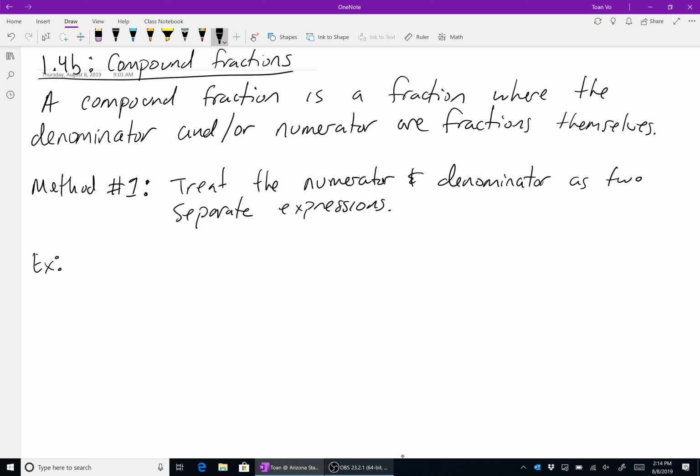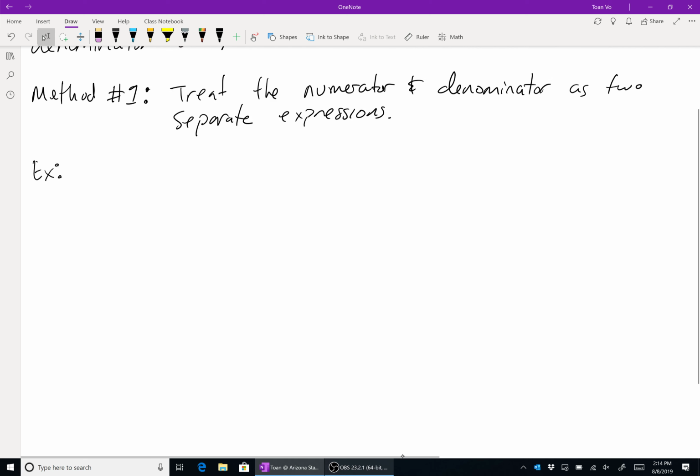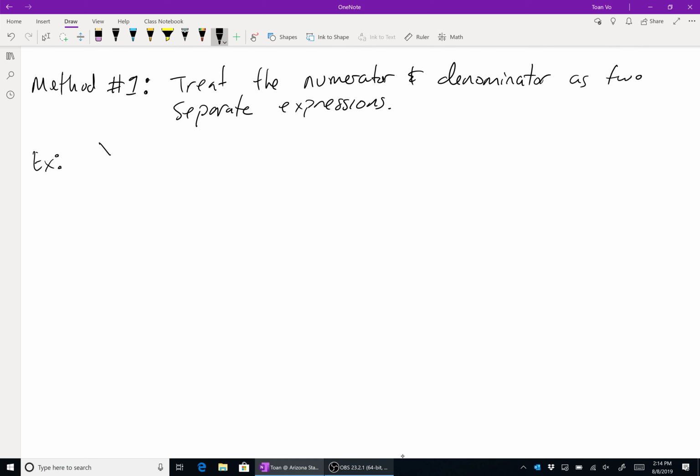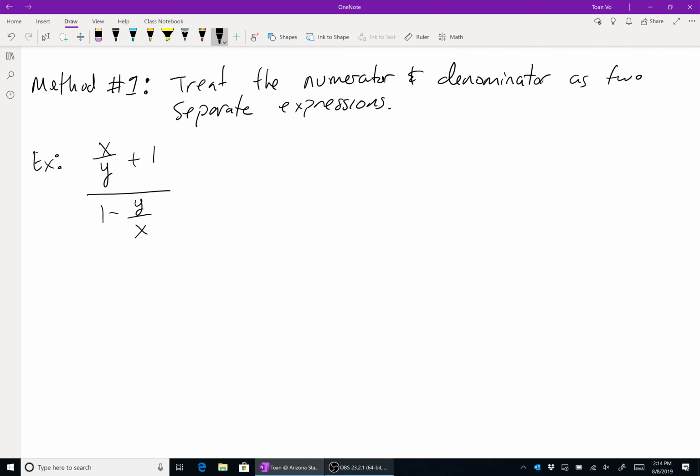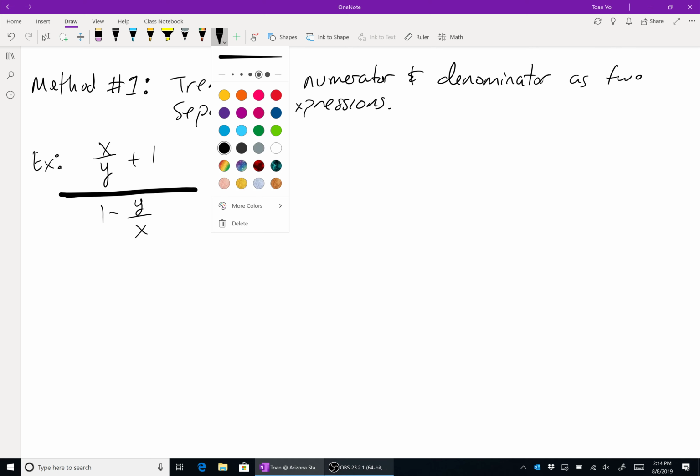So for example, let's look at this compound fraction. Simplify x over y plus 1 all over 1 minus y over x. So it's sort of like dividing by a fraction, but I don't have a simple fraction because we got those plus 1s there and those minuses there. I hope everyone can see, and I learned how to bold today, so very neat, that this right here is the main fraction bar. So within the numerator of the main fraction, I have fractions nonetheless.